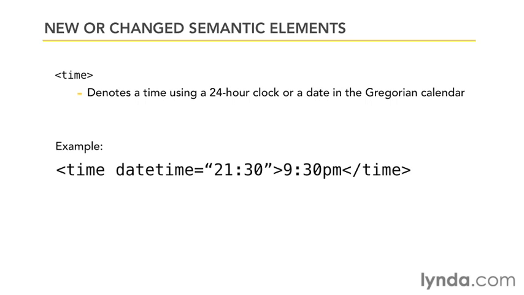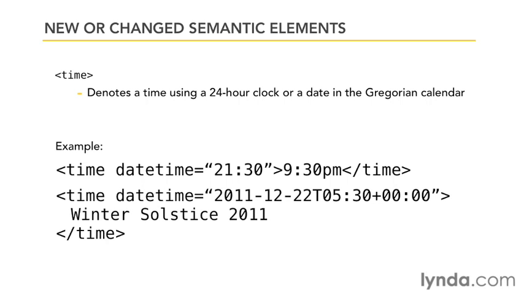The way you mark that up is by saying time and then datetime, and then you can either mark it up by a standard 24-hour clock, so 9:30 p.m. would become 21:30, or you can even attach a specific time on the Gregorian calendar. In this case, I've added a datetime that points to Winter Solstice 2011, which is on the 22nd of December at 5:30 a.m. in England. You'll notice it says plus 0000 at the end. That refers to the zero timeline. So if you wanted to refer to a time, for instance, in LA, you would say minus 0800 because it's 8 hours behind.